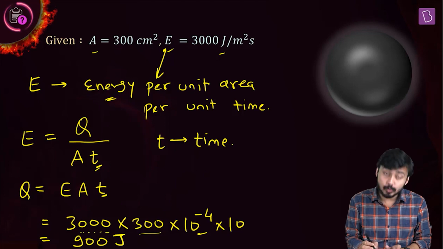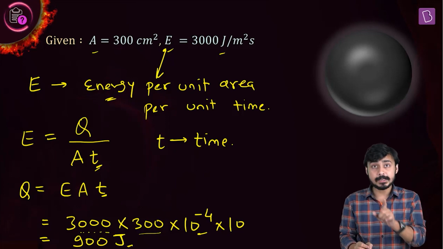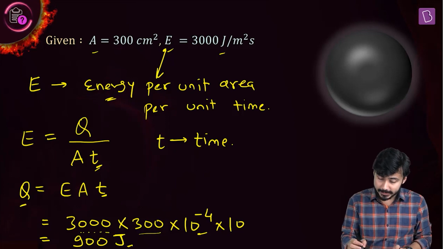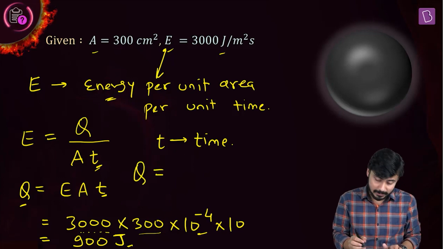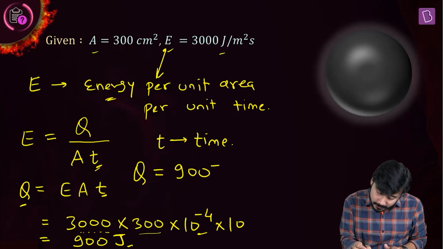900 joules. Joules, by joules? Because everything I have taken in SI units. So the radiated thermal energy by the body will be equal to 900 joules.